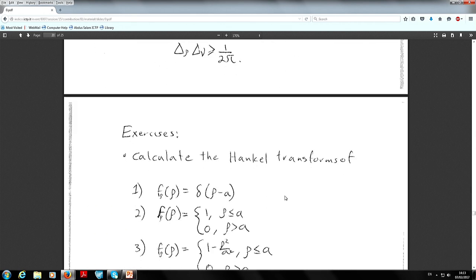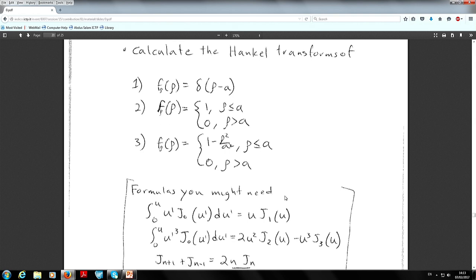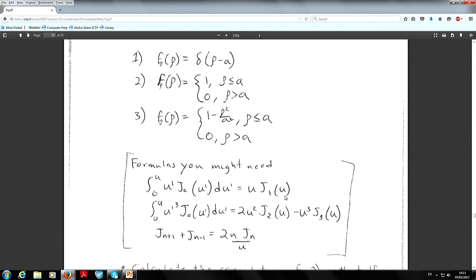Okay, so while I get the next thing ready, why don't you try this? Evaluate the Hankel transform of these three functions, when f is a delta, when f is 1 for rho less than a given a and 0 outside, and forget about the third one. You can do the third one at home. Just try the first two, and I'll give you a few minutes.